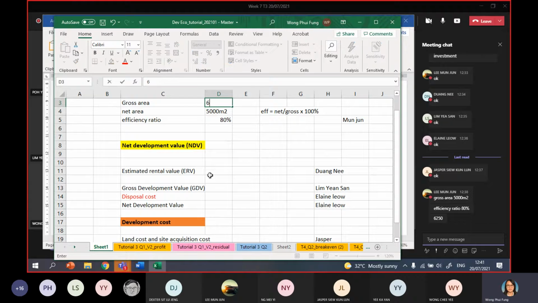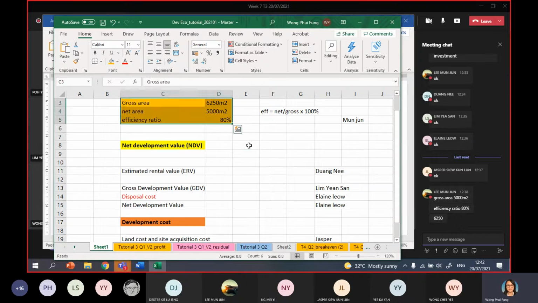Yes, correct. 6,250 square meters. So these are the areas that you need to be careful with. If you get these two areas wrong, then later on in your appraisal, everything will be wrong. So please be careful. You have to make it clear which one is net area, which one is gross area, and how you are going to calculate this area by using the efficiency ratio. Okay, thank you, Manjun. That is the first step. Next step will be Tuang Ni, get me the ERV.